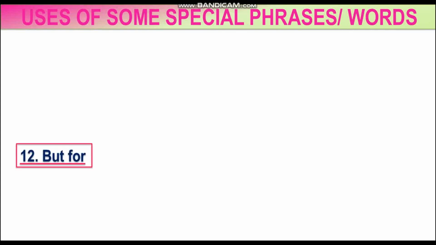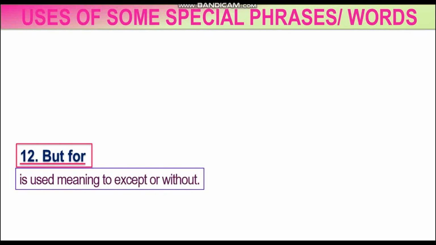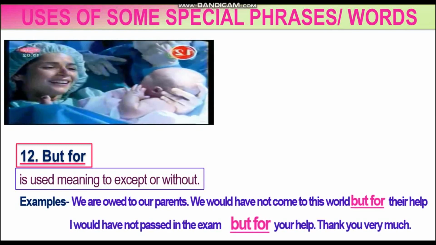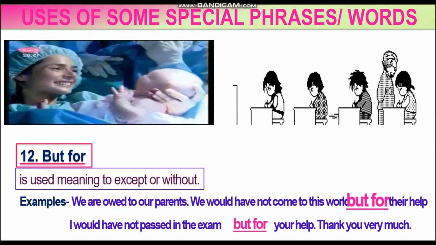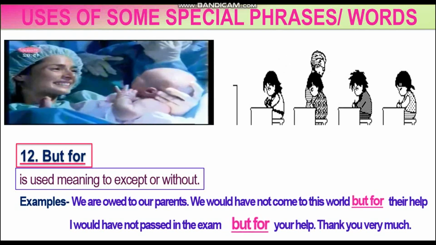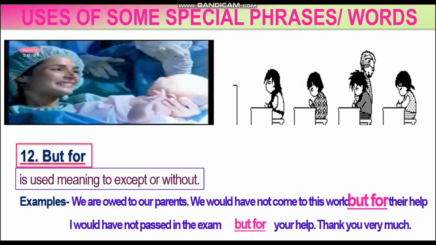Number 12. But for. The phrase but for is used meaning except or without. I mean, the phrase but for is used for saying that something would have happened if something else or someone had not prevented it. For example, we are owed to our parents. We would have not come to this world but for their help. I would have not passed in the exam but for your help.